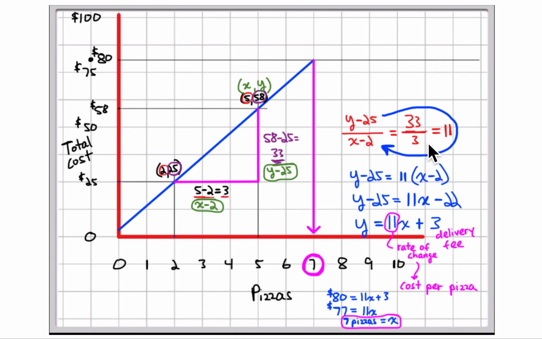So there's a lot going on. Practice writing the equation. Hopefully it's starting to make sense to you. We've gone over it quite a number of times.